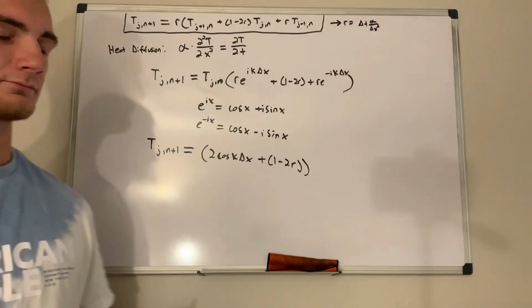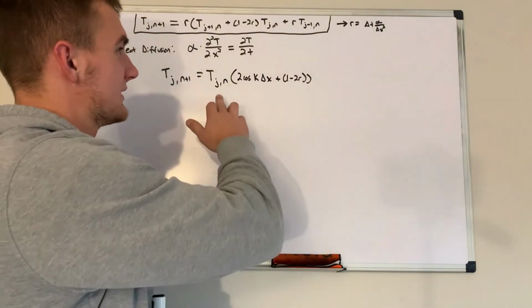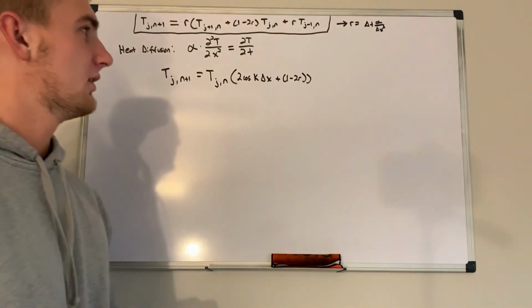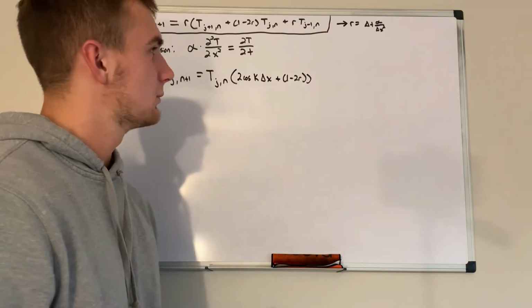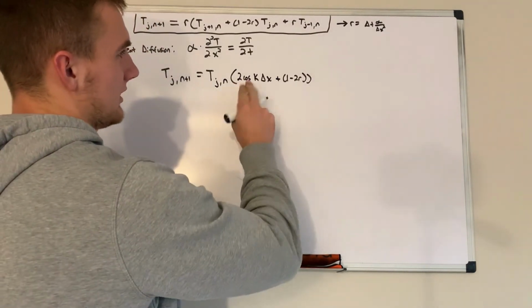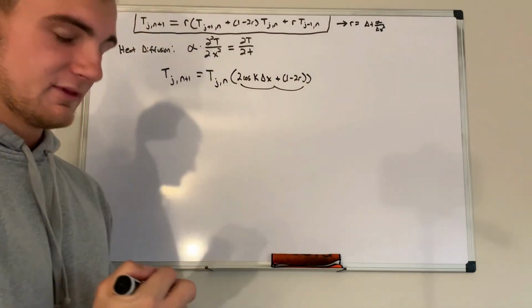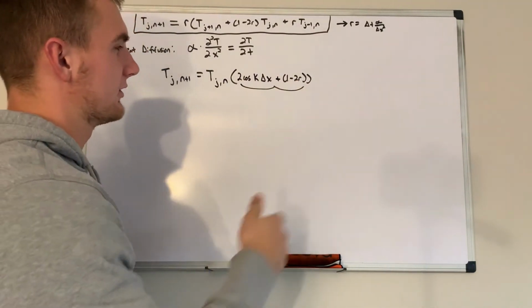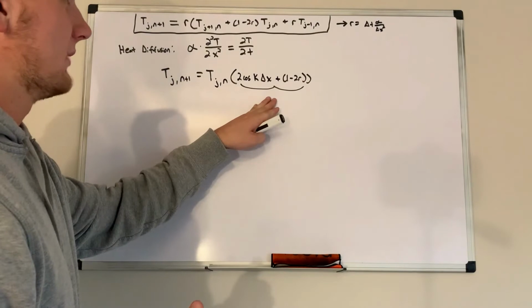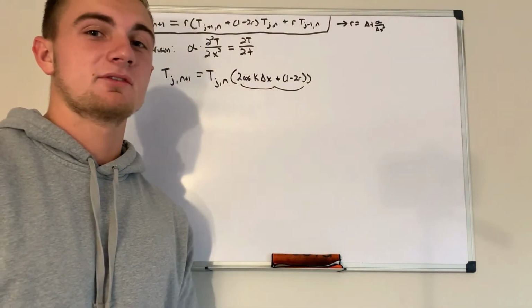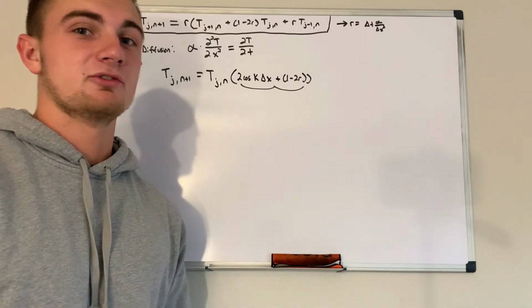Okay, alright, so I think I forgot to write down our T_j,n term, but I've erased all of this and given us some more room. And what we're going to do here is look at this term right here. And what we notice is that if this term is greater than 1, we have the potential to drive our temperatures up to infinity. And obviously, that would be an issue.